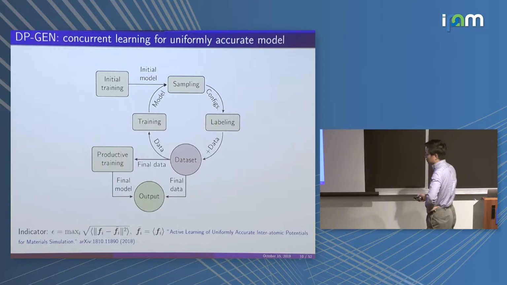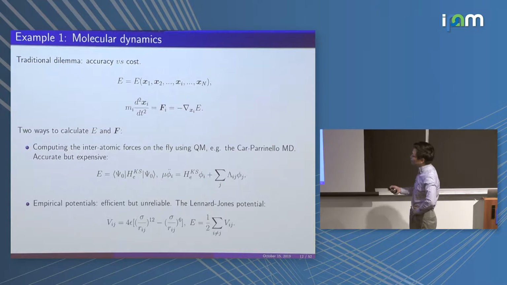So let me give you some examples now. The first is molecular dynamics. In molecular dynamics, we want to study the dynamics of a system of atoms. This could be a big molecule or a material, by solving Newton's equation for the nuclei. So this is simple enough. The difficulty here is how to get the force. The force is given by a potential, the potential energy surface, and that's a function of the positions of all the atoms that are present.